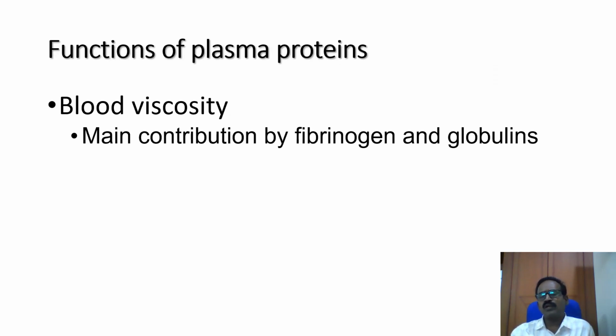Plasma protein is also important to maintain the viscosity of the blood. Viscosity means thickness of the blood. It is mainly contributed by the fibrinogen and globulin. In polycythemia, viscosity will increase, and it will produce hypertension. In anemic conditions, viscosity will decrease.